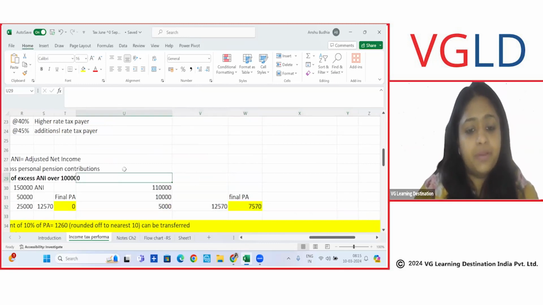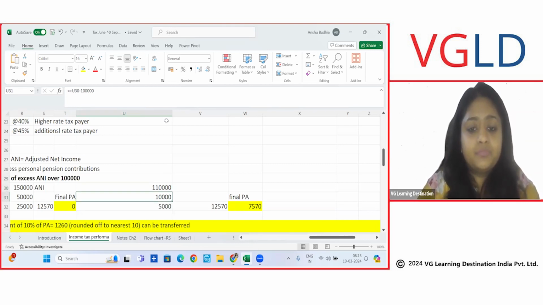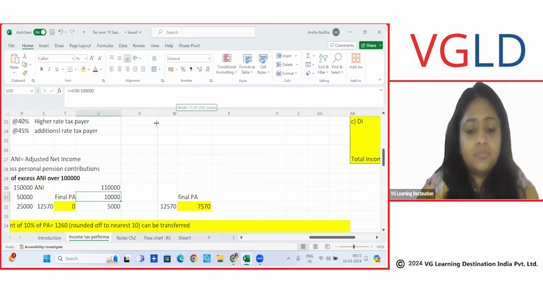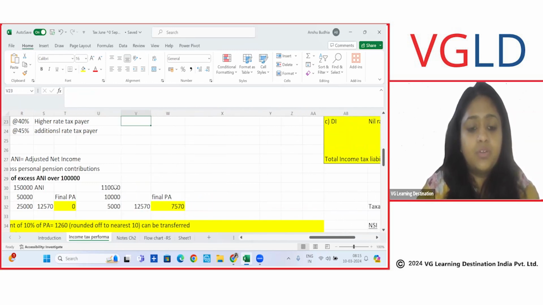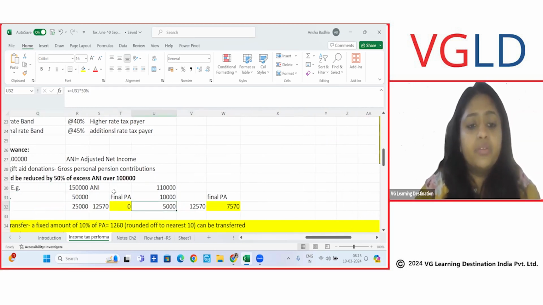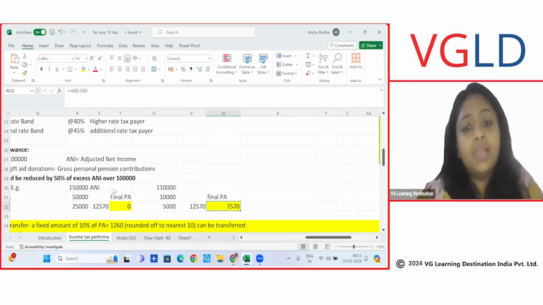Okay, I've given you the example here. So now if 1,10,000 is my ANI, then excess is 10,000. 50% of excess is 5,000. So final PA will become 12,570 less 5,000. That means 7,570 only you will be eligible to reduce from your net income.